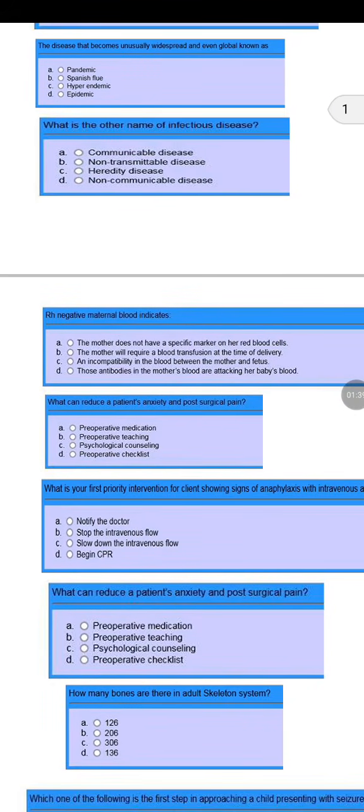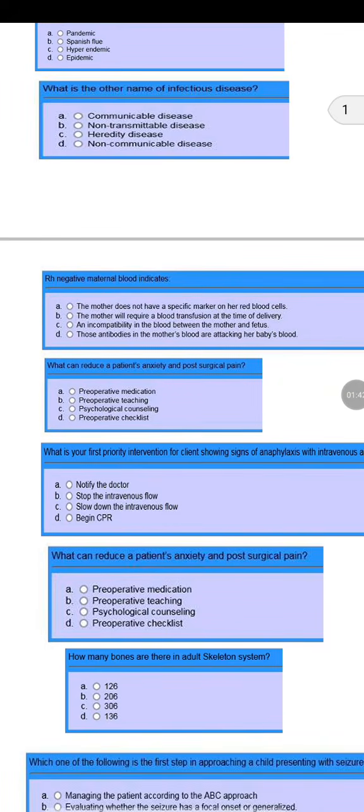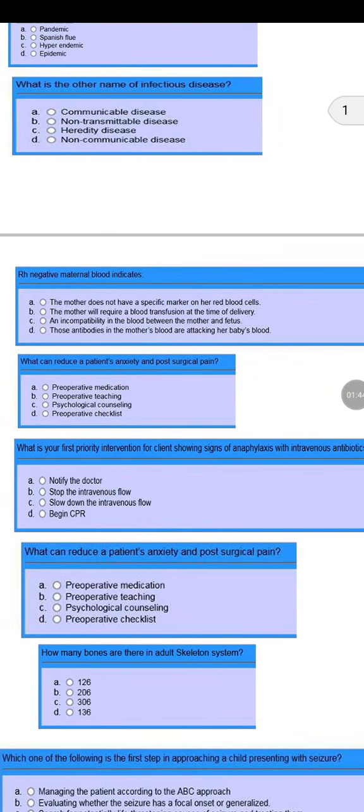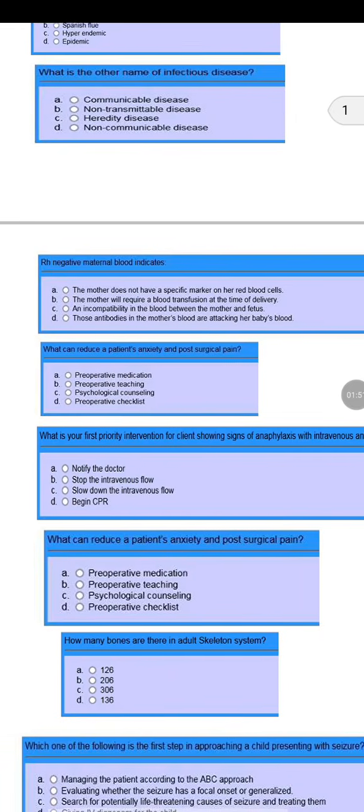Rh negative maternal blood, meaning the mother does not have a specific marker on her red blood cells.